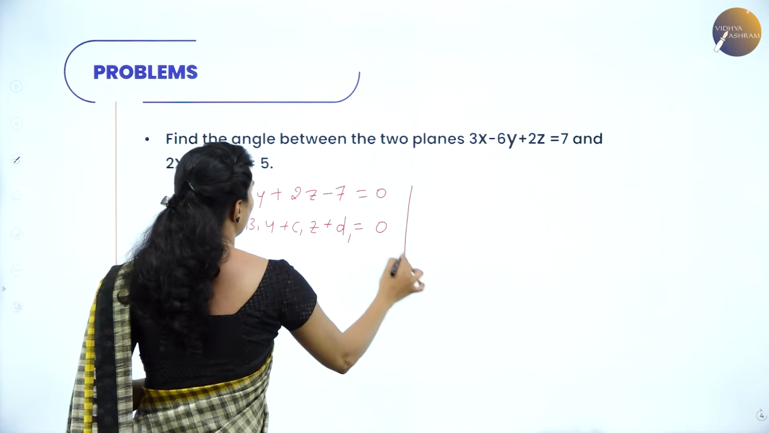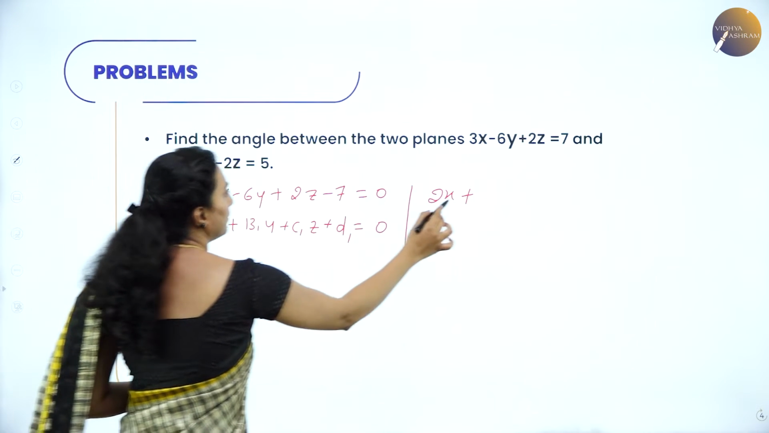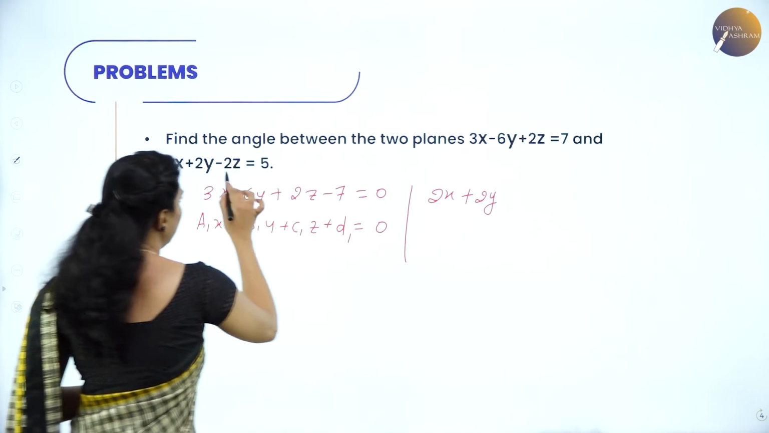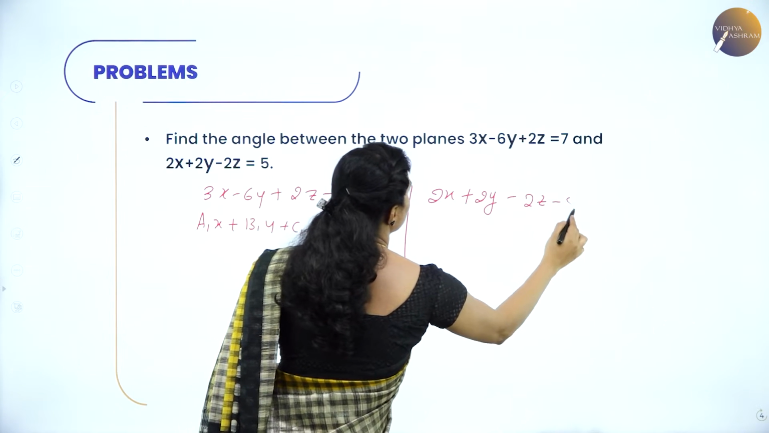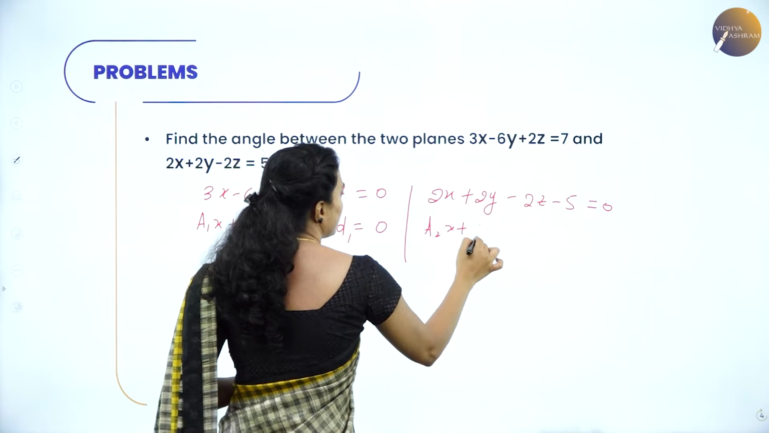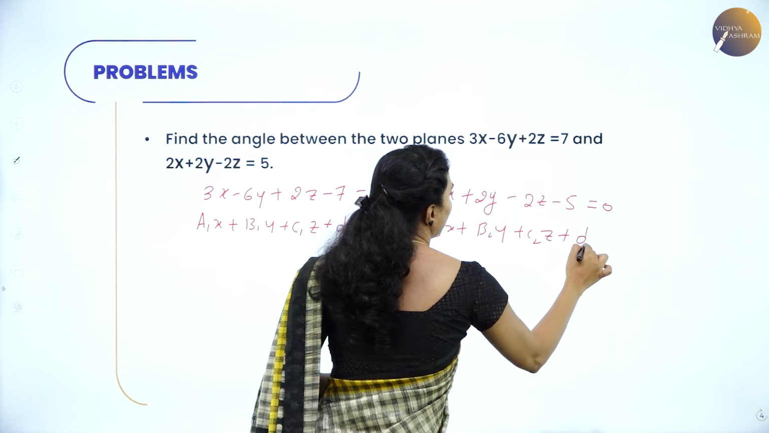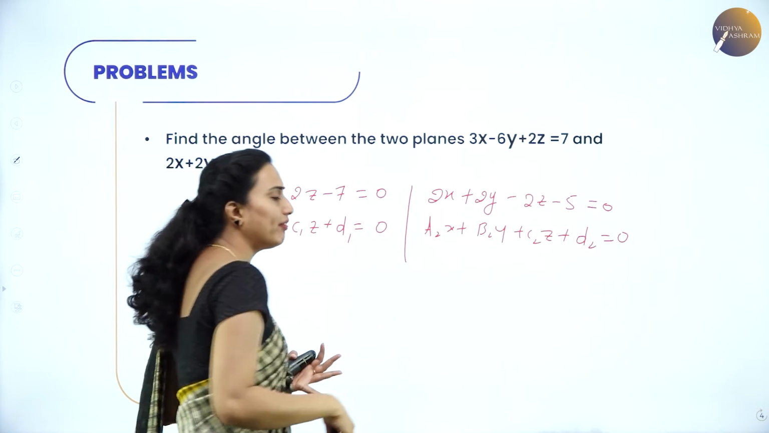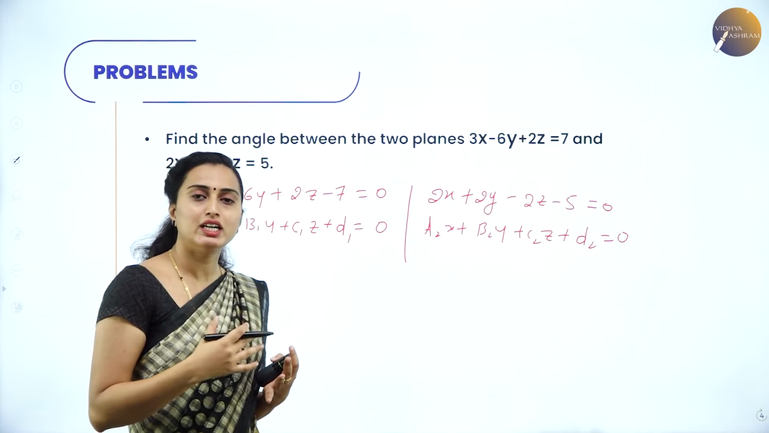Similarly, the next equation they have given is 2x plus 2y minus 2z, and taking 5 to that side, minus 5 equals 0, which is in the form a2x plus b2y plus c2z plus d2 equals 0. Now you know the values of a1, b1, c1, a2, b2, c2 and then d1, d2.